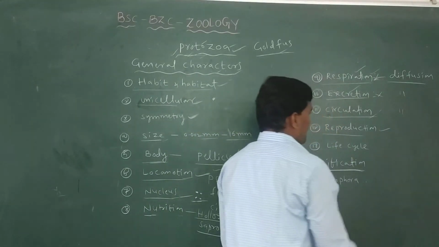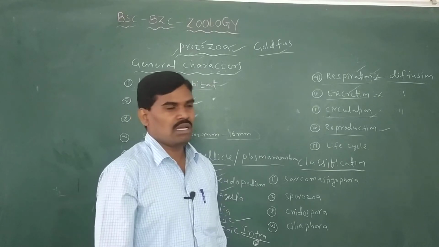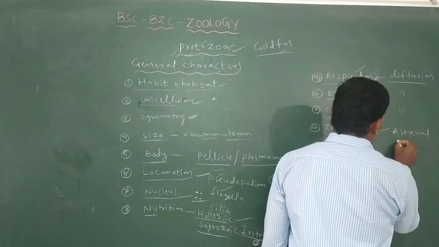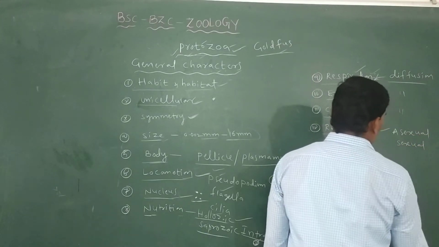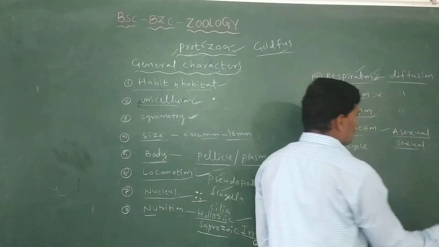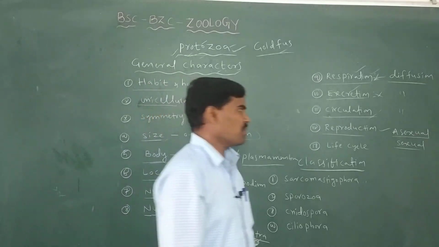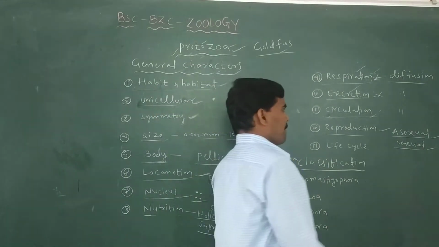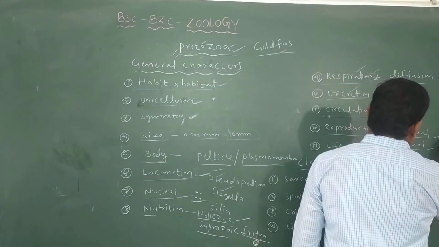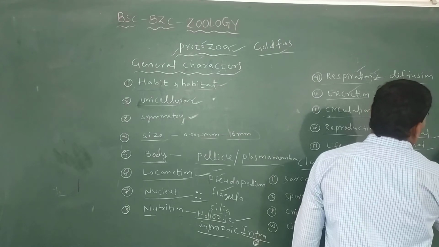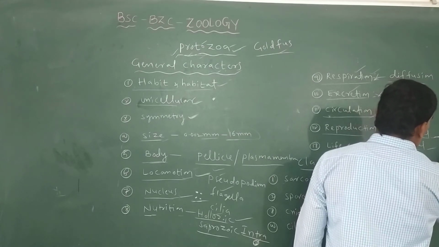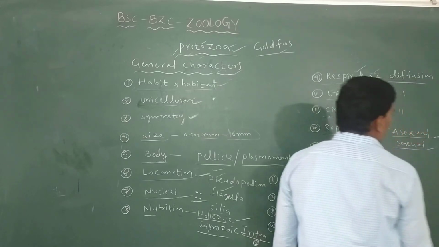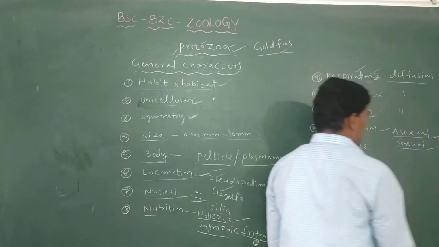Next, reproduction. Reproduction is highly developed, both asexual and sexual reproduction. Asexual reproduction is by binary fission, multiple fission and budding.